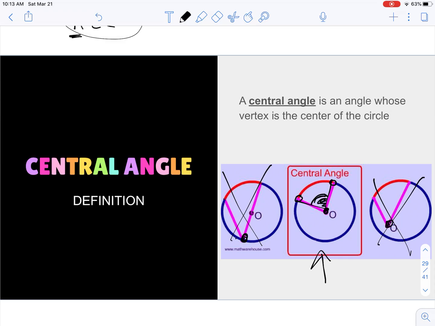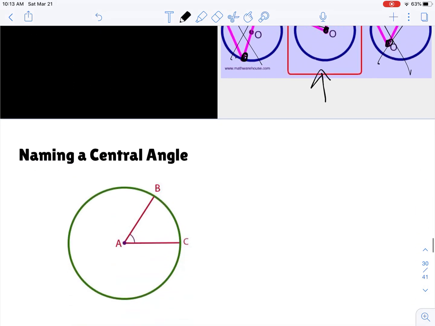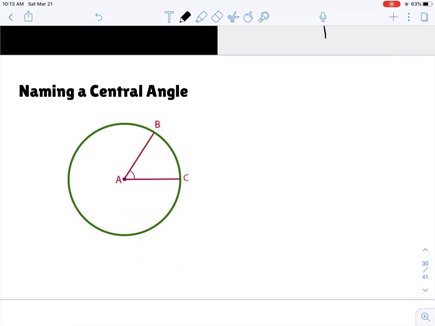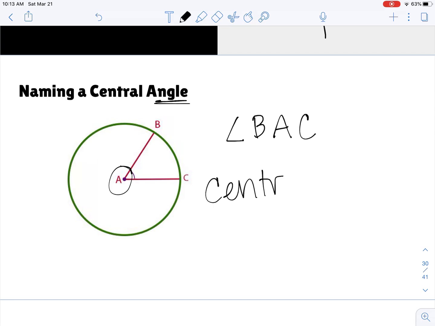The measurement of a central angle directly relates to the measurement of an arc. Central angles, we can name them. We know that the angle symbol would go first, and then we need the vertex in the middle. So this would be angle BAC. And this is what we call a central angle because the vertex is in the center of the circle. If we know this measurement here, we know this measurement here. They are the same.